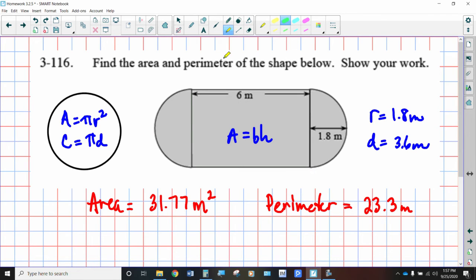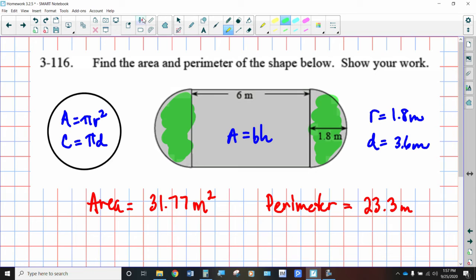All right, find the area and the perimeter of this shape. Yikes. All right, well, it's not too bad, right? You've got a rectangle in the middle, and we know the formula for a rectangle is base times height. And if you combine this side with this side, you get a complete circle with a radius of 1.8 meters.